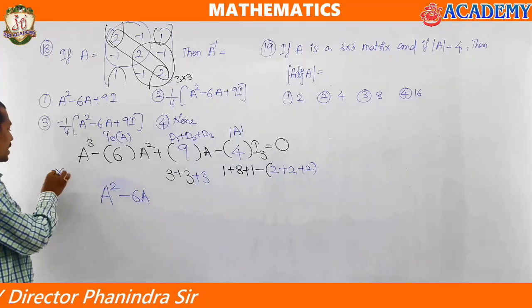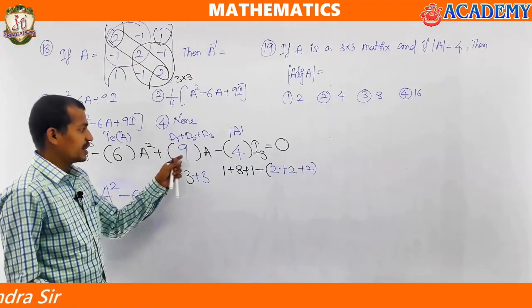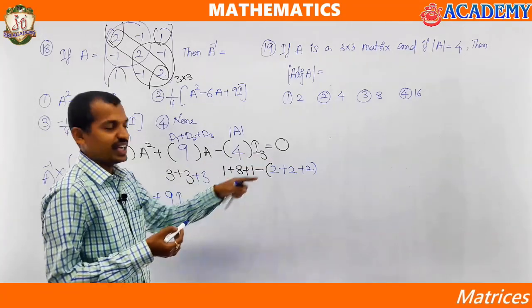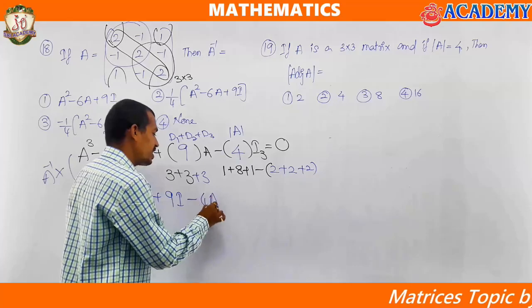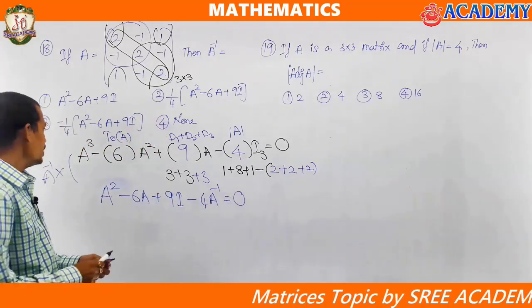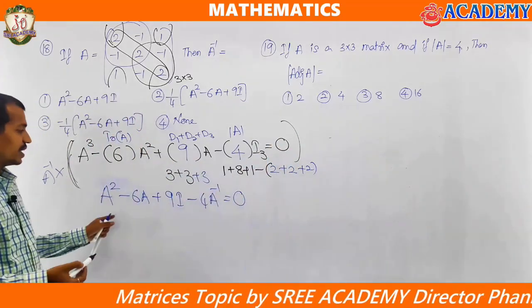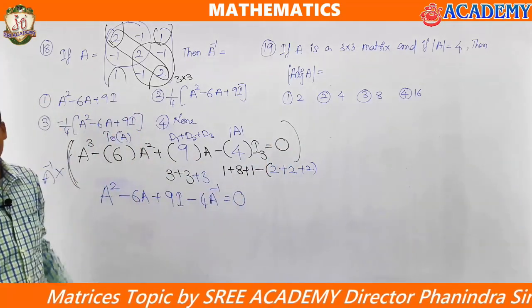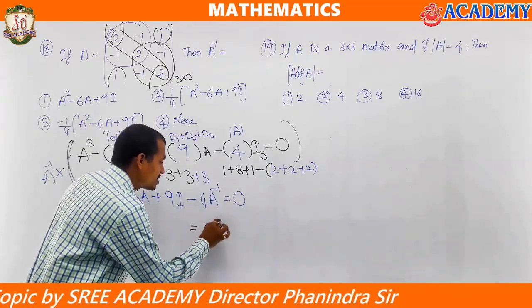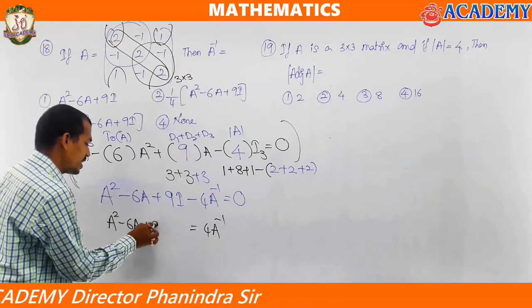But after multiplying with A inverse, the total equation is A square minus 6A plus 9I minus 4A inverse, which is going to be equal to the null matrix. What we are doing is multiplying the total equation with A inverse, then you will get this equation. Now see, moving that to this side, 4A inverse equals A square minus 6A plus 9I.